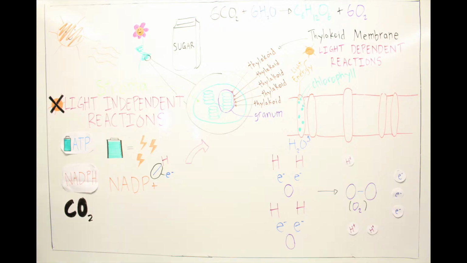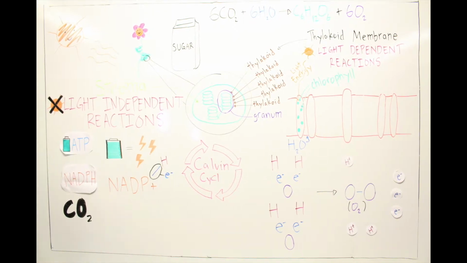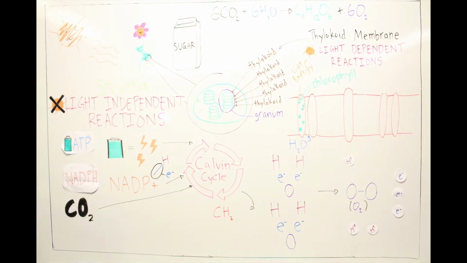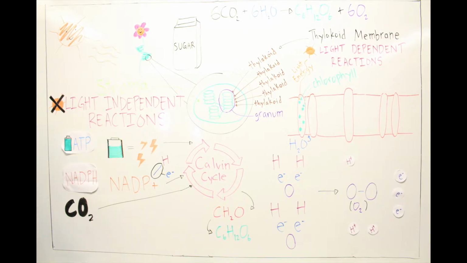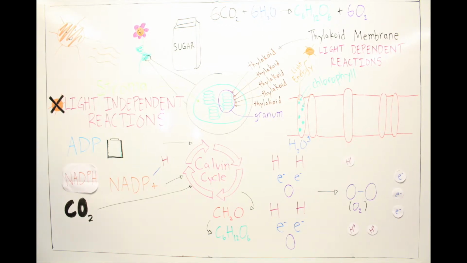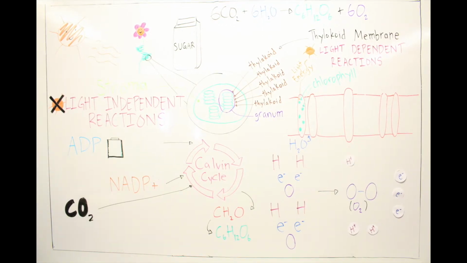A complex series of small reactions takes these 3 reactants and turns them into formaldehyde, which later turns into glucose. It also causes the ATP to revert to ADP because it used the energy that it had stored, and causes NADPH to revert to NADP+ because it took the electron and hydrogen in the process.